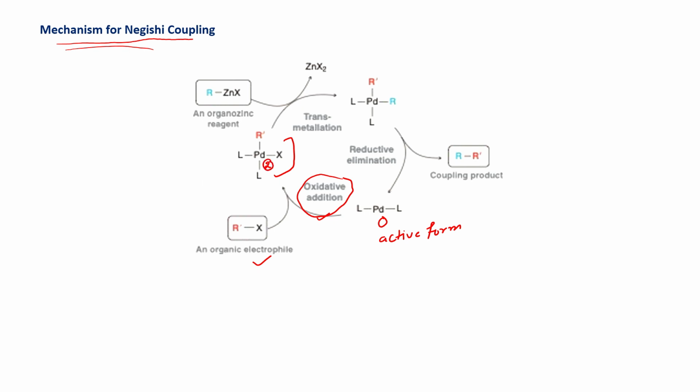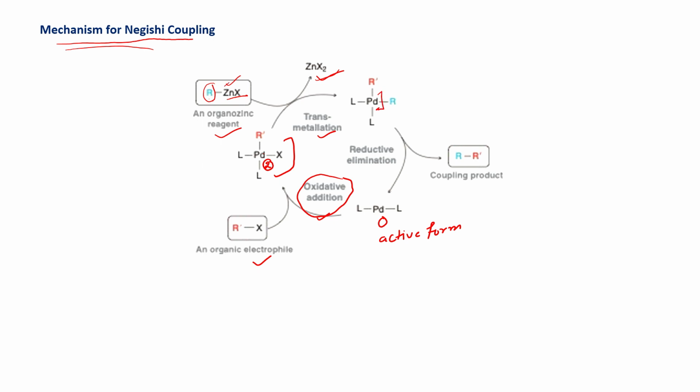Okay, and the next reaction is transmetalation. Now your organozinc reagent will come, in which the organic part is on zinc. Now this will shift to palladium and your X part will come out. So Zn and X will bind, giving you ZnX2, and the R part will shift to palladium. So this is the transmetalation step, meaning exchange of metal. R is moving to palladium from zinc.